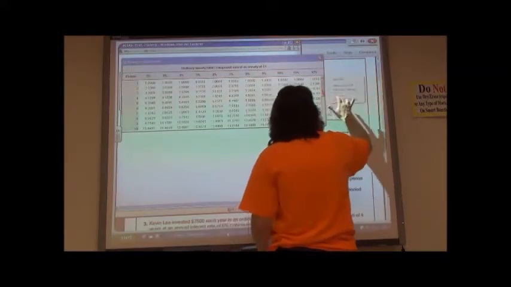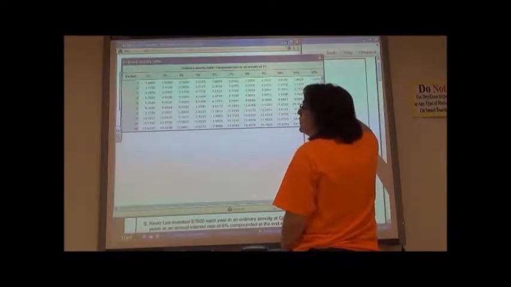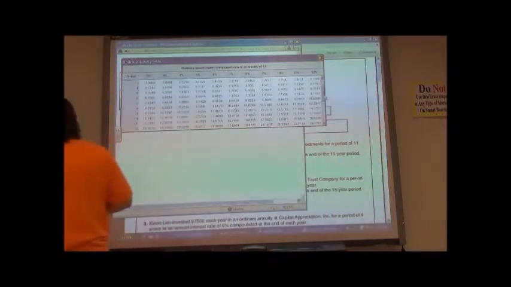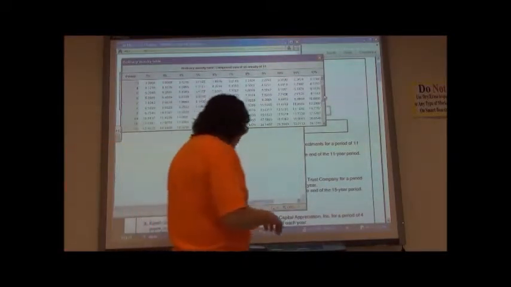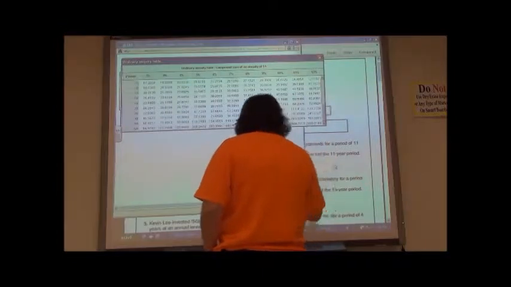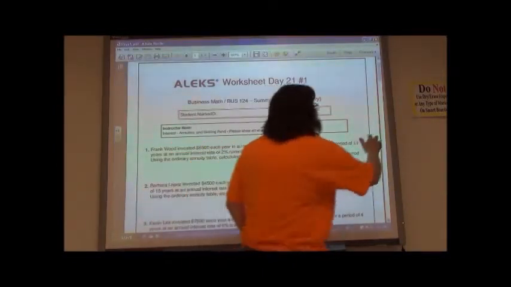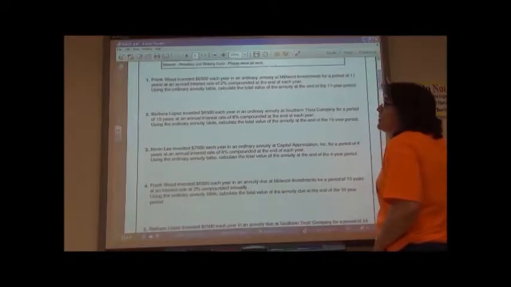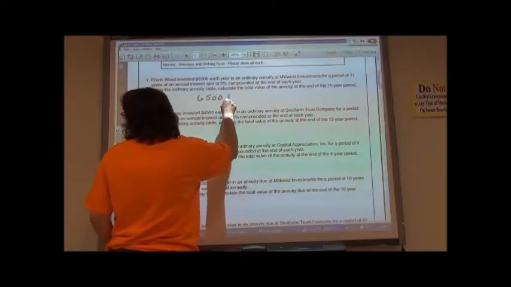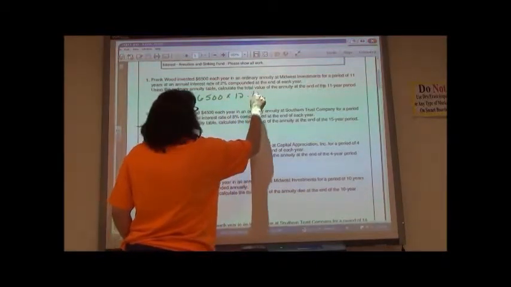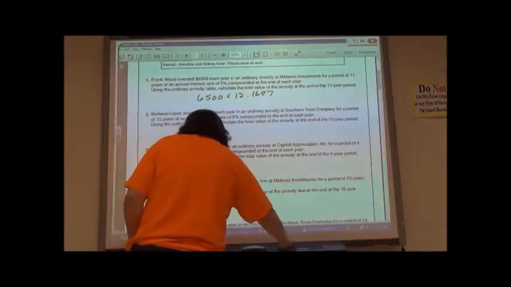So 2% for 11 years means I'm going to multiply by the number, 12.1687. And so if we go over here to our worksheet, we are going to take our $6,500 times the number from our table, 12.1687, and then we got to grab our calculator and multiply that out.